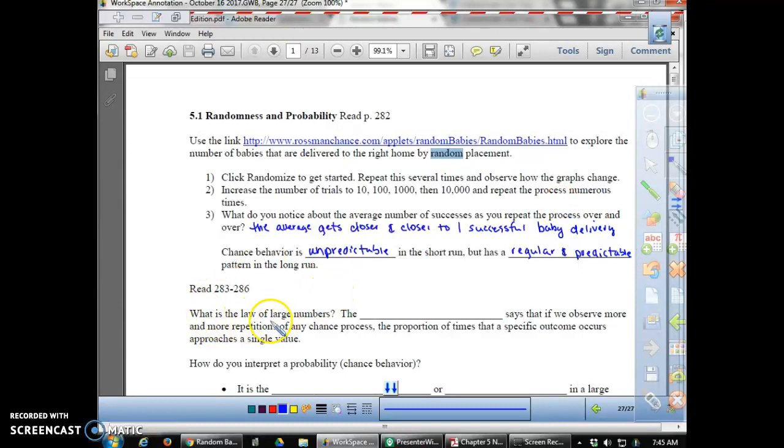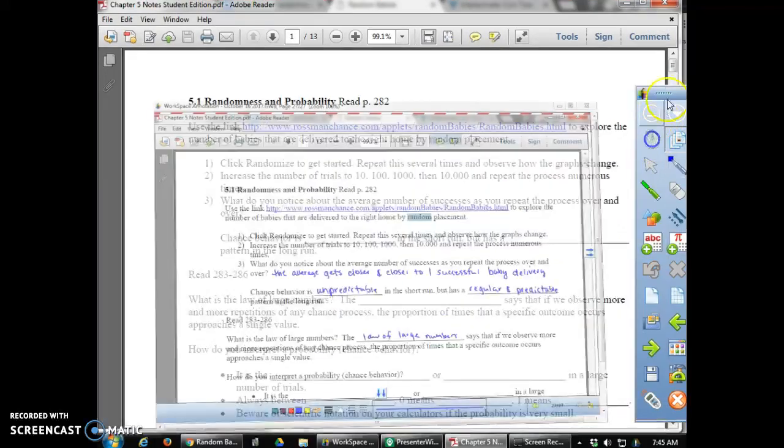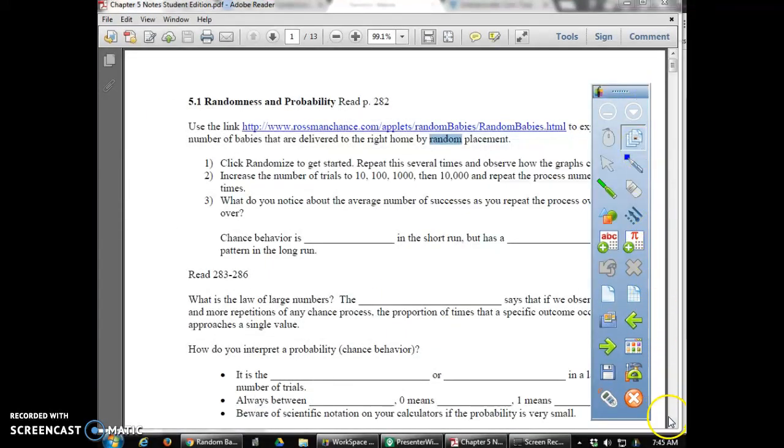So this is actually the law of large numbers. It says that if we observe more and more repetitions of any chance process, the proportion of times that a specific outcome occurs approaches a single value. So that's what we are observing in the graph that we were looking at. Okay, the next little section here.